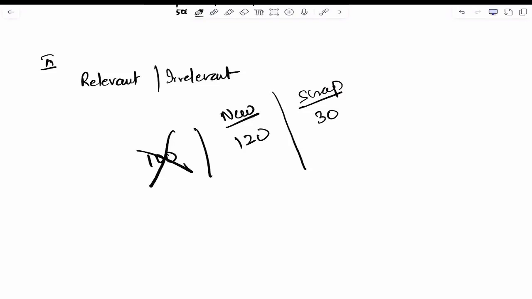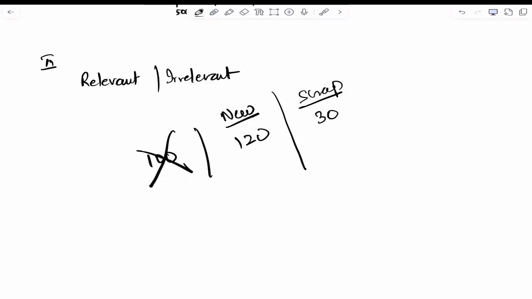Irrespective of the decision, the 50,000 already incurred cannot be altered. Hence it will be irrelevant.